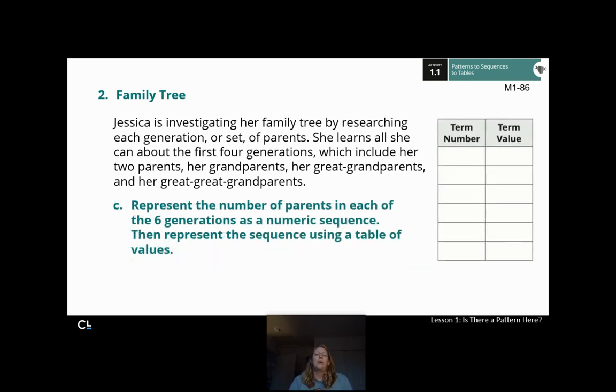And then, of course, they wanted us to represent the number of parents in each of these 6 generations as a numeric sequence in the table. So I wrote them down here. So 2, 4, 8, 16, 32, and 64. And then I did term 1 was 2, term 2 was 4, term 3 was 8, term 4 was 16, term 5 was 32, and term 6 was 64. Again, those family trees, they branch out really, really quickly as you start going back.